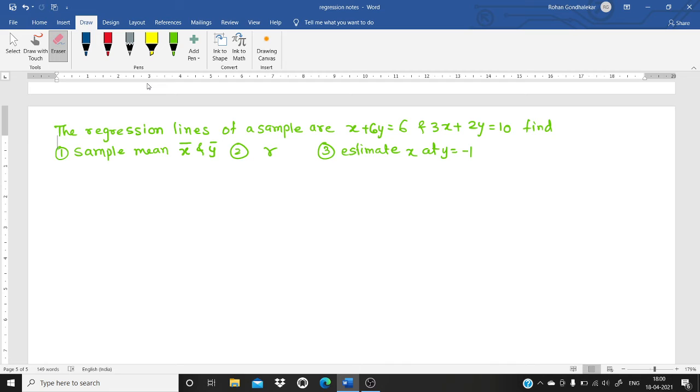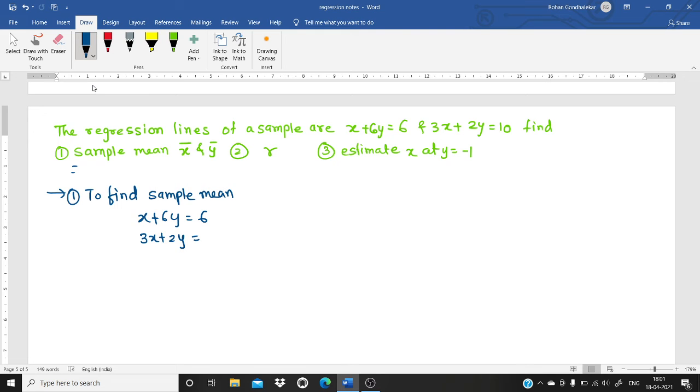I'll first focus on the first part, sample means x bar and y bar. It's very simple. Number 1, to find the sample means, what we do is solve these two equations simultaneously. These are basically two straight lines. They intersect in a single point, which gives x bar and y bar. So you can just solve these two equations simultaneously.